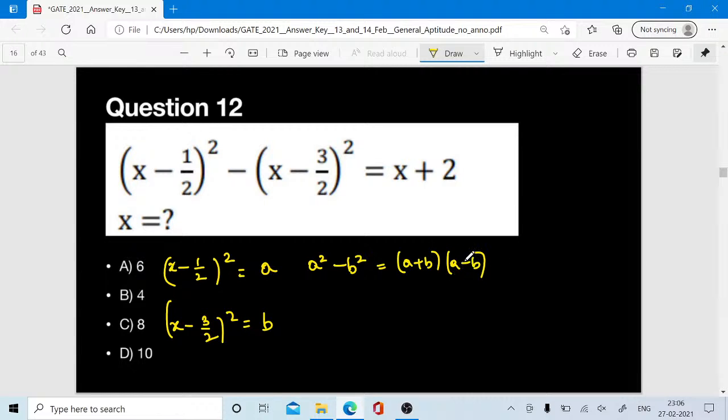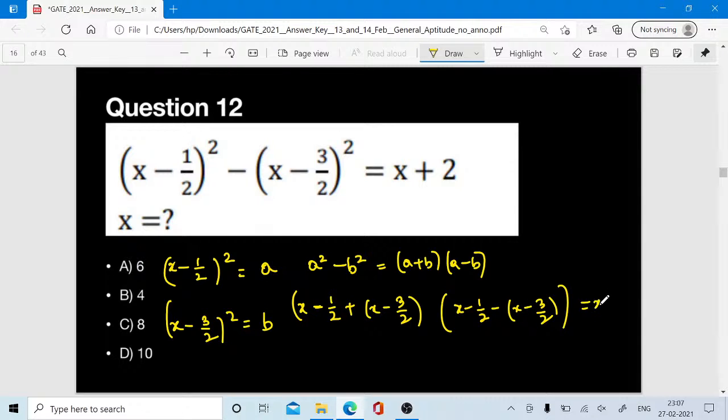Okay, (a plus b) into (a minus b). So a plus b we will take as (x minus 1/2) plus (x minus 3/2), into a minus b, which is (x minus 1/2) minus (x minus 3/2). Right? So when I do that, this is what I will be getting. They have already given it as x plus 2.